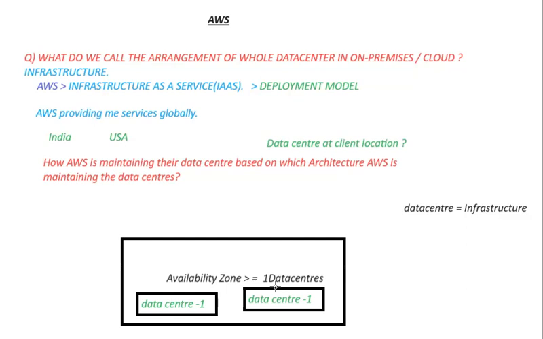Okay. Sir, can you tell me based on the regions? Let's say in India, we have two regions. We have the Mumbai region as well as the Hyderabad region. Today, the Hyderabad region is also providing the services of AWS. So let us consider Mumbai.